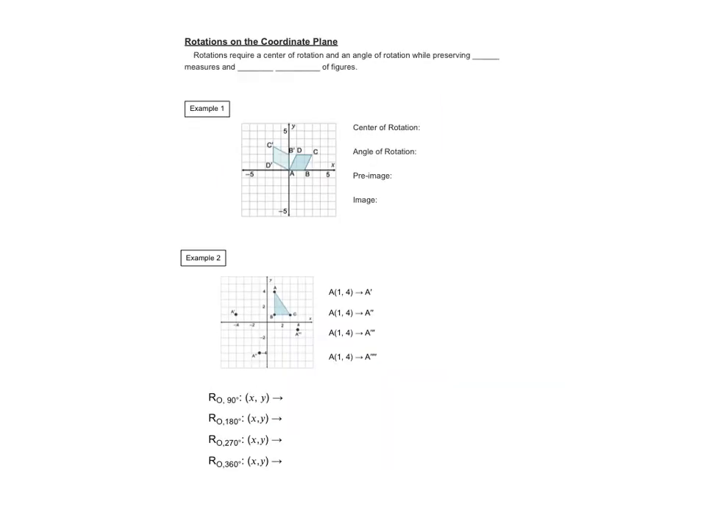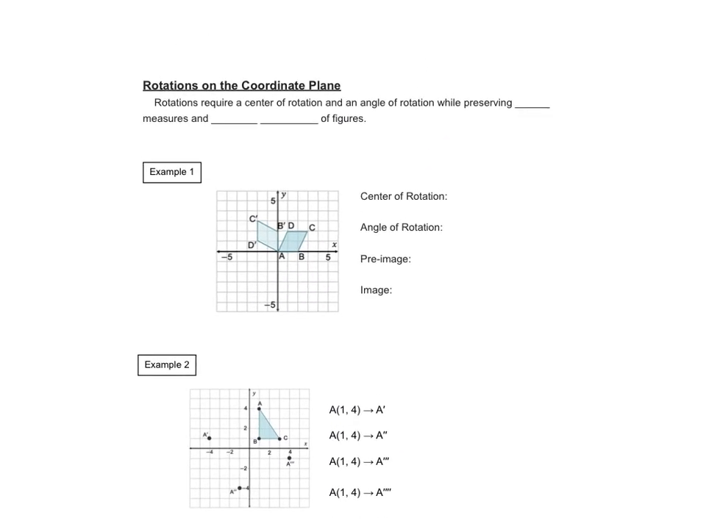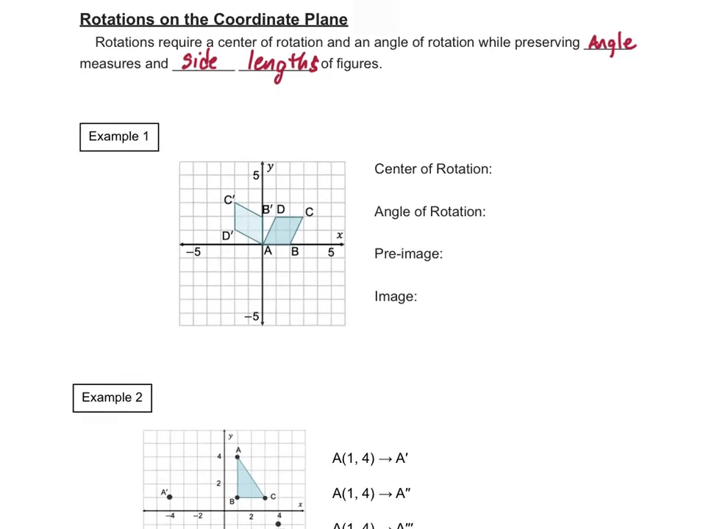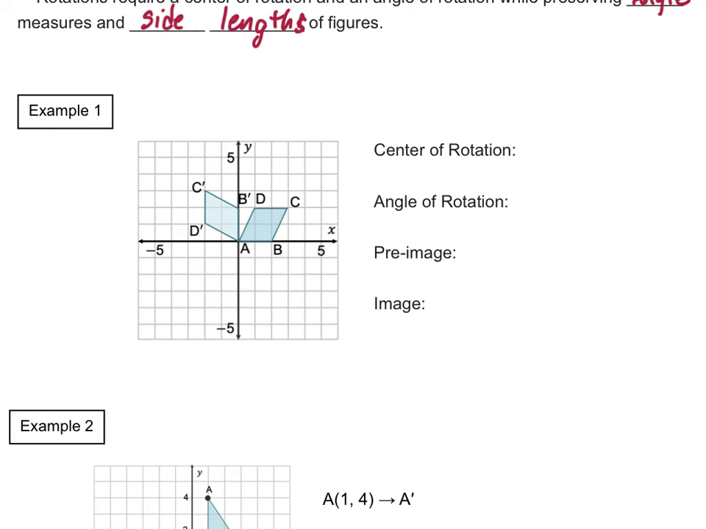Now, as we look here, rotations on the coordinate plane. Rotations require a center of rotation and an angle of rotation while preserving angle measures and the side lengths of figures. For example 1, as we start to look at these characteristics, the center of rotation, as we have talked about before with the line of reflection, if the image and the pre-image had the point in the same location, then they were on the line of reflection.